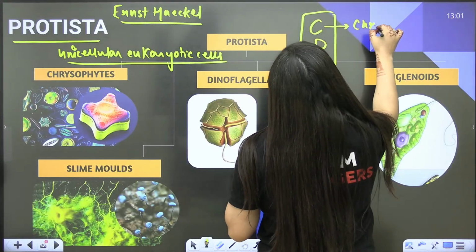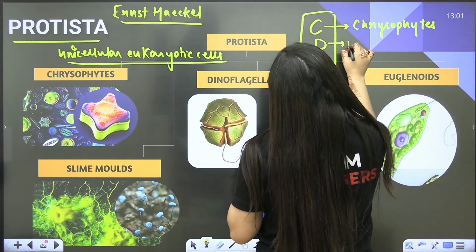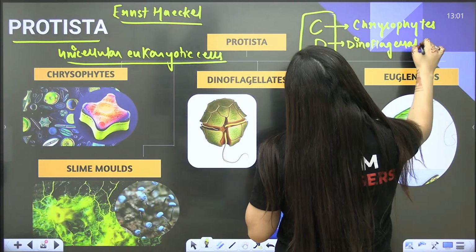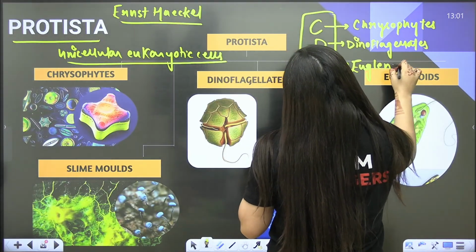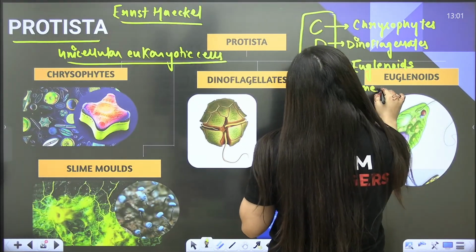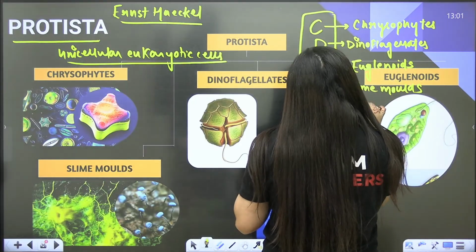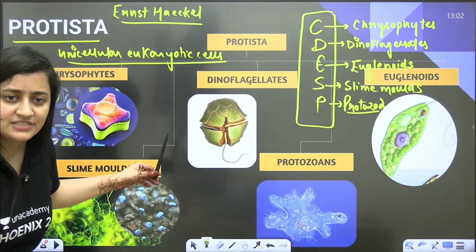C stands for chrysophytes, right? D stands for, in this sequence itself you have to remember this, dinoflagellates. E stands for euglenoids. S stands for slime molds. And then there is P, that stands for protozoa. So kingdom Protista.